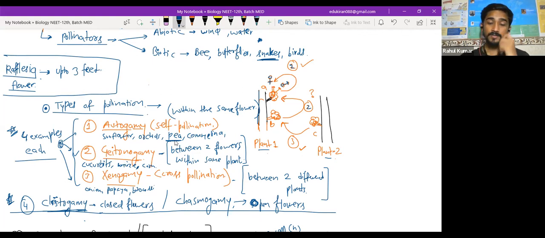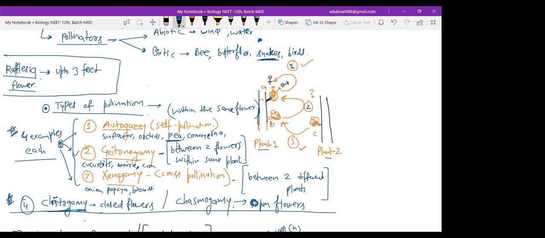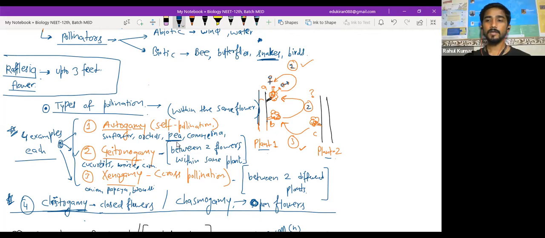Pea is a very famous plant because in class 11th, pea was very important for Mendel. Mendel did all his genetics on the pea plant. I hope you remember. Yes, sir. Pisum sativum, right? The color of the pea flower was also one of the characters that Mendel studied. Either they are violet flowers or white flowers, and violet is dominant over white as a color.